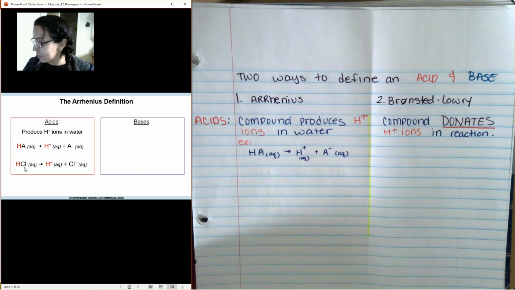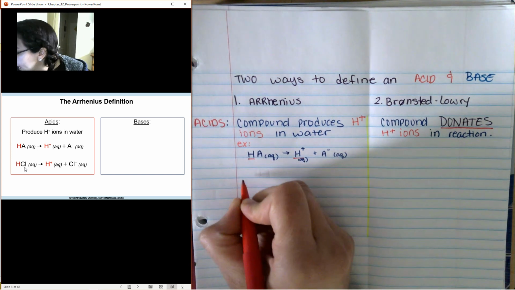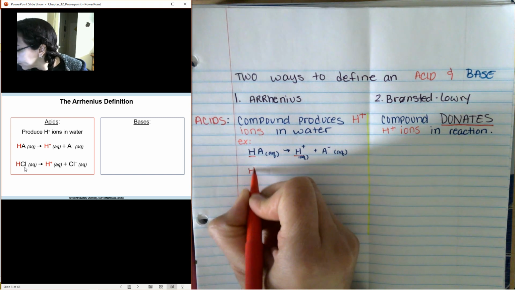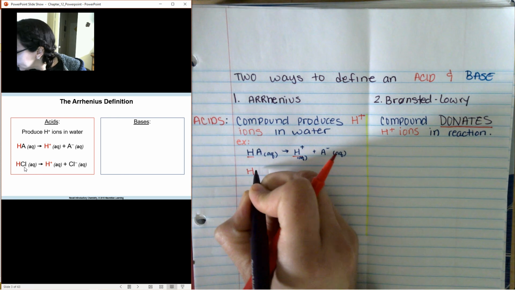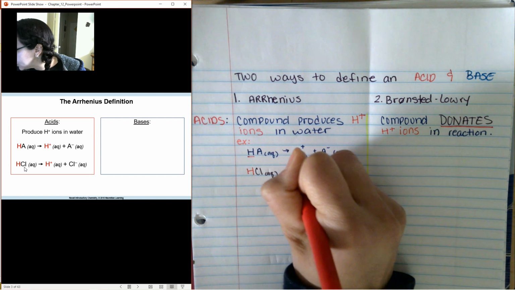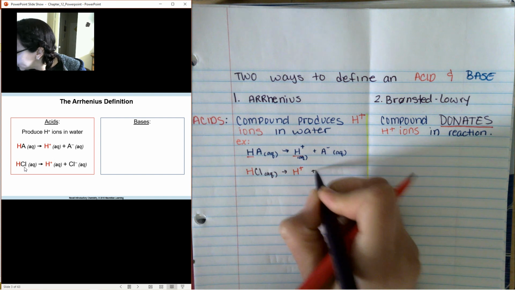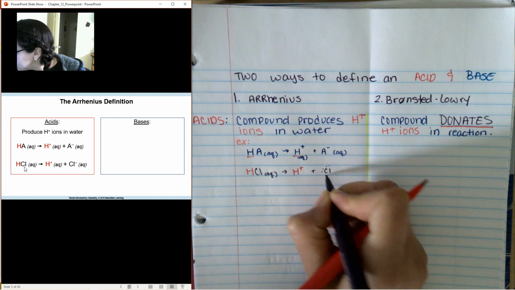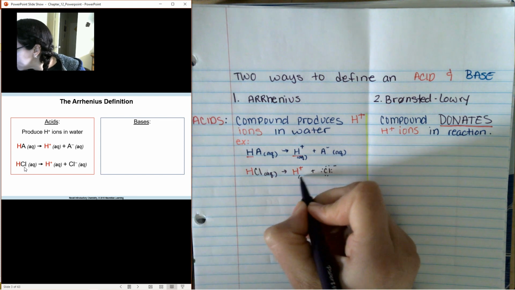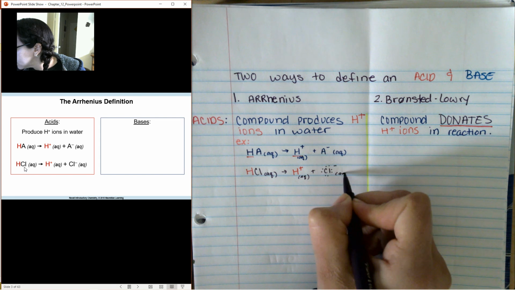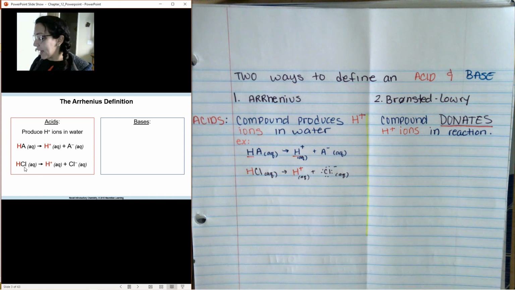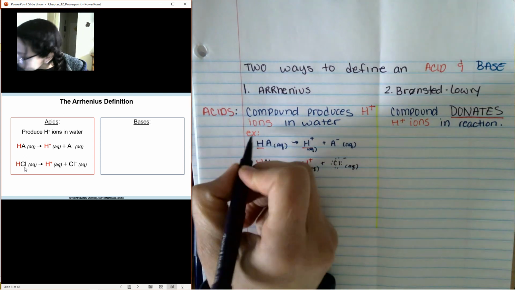So let's go ahead and write this example down. We have hydrochloric acid, HCl, and this is aqueous. That's going to produce the hydrogen ion plus the chloride ion. Now, chlorine has a full octet because it took the electron from the hydrogen that it was attached to. Okay. Now, there's another way that we could actually see this acid. So this is the first way right here.